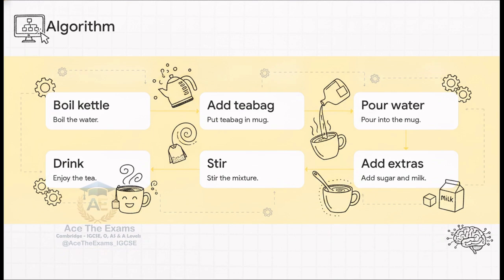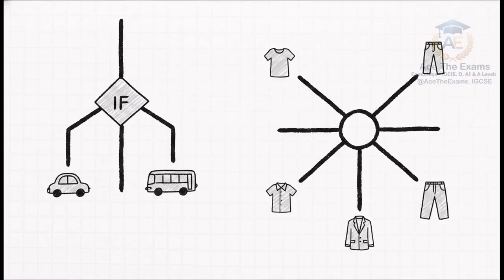But computers do exactly what they are told, mindlessly. Imagine if step 5 happened before step 3. The computer would literally just sit there furiously stirring a dry tea bag in an empty mug. Getting the sequence right is absolutely critical. But obviously, programs can't just be a single straight line. They need to adapt. They need to make decisions.